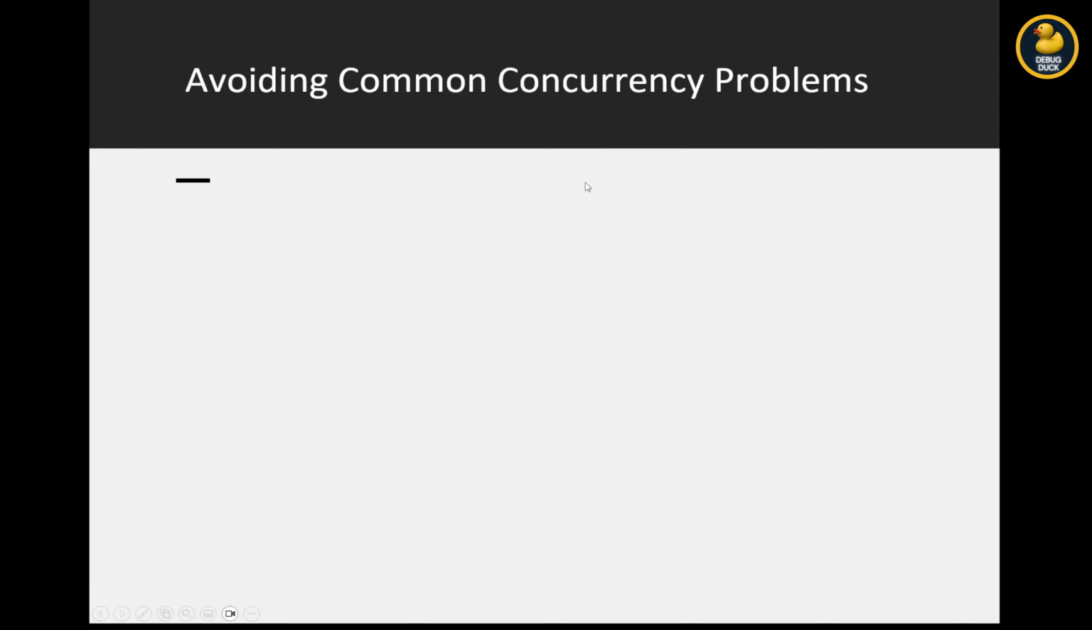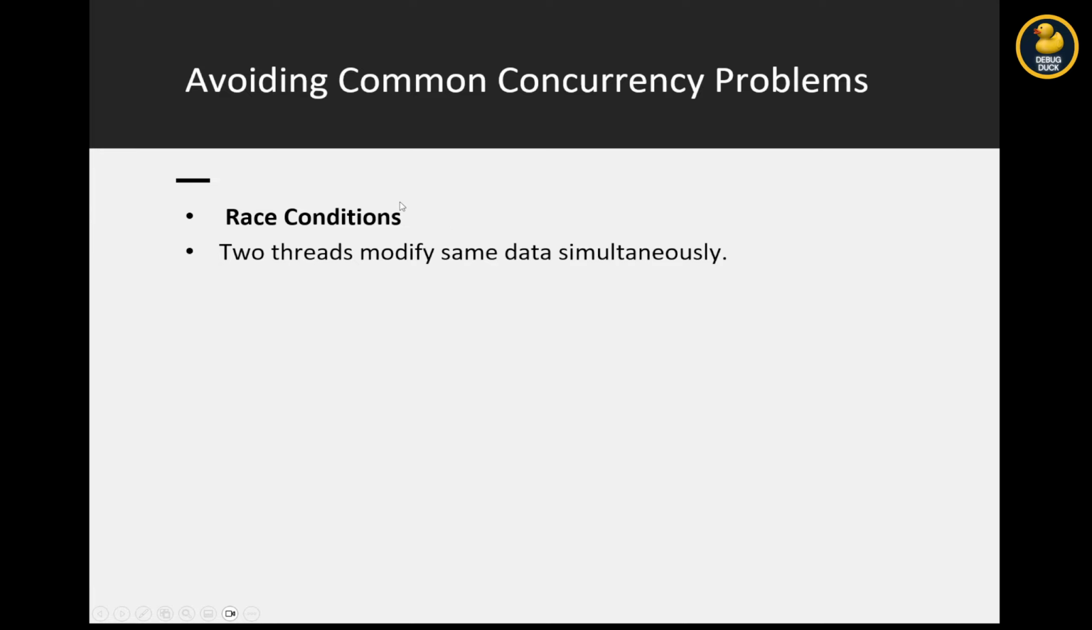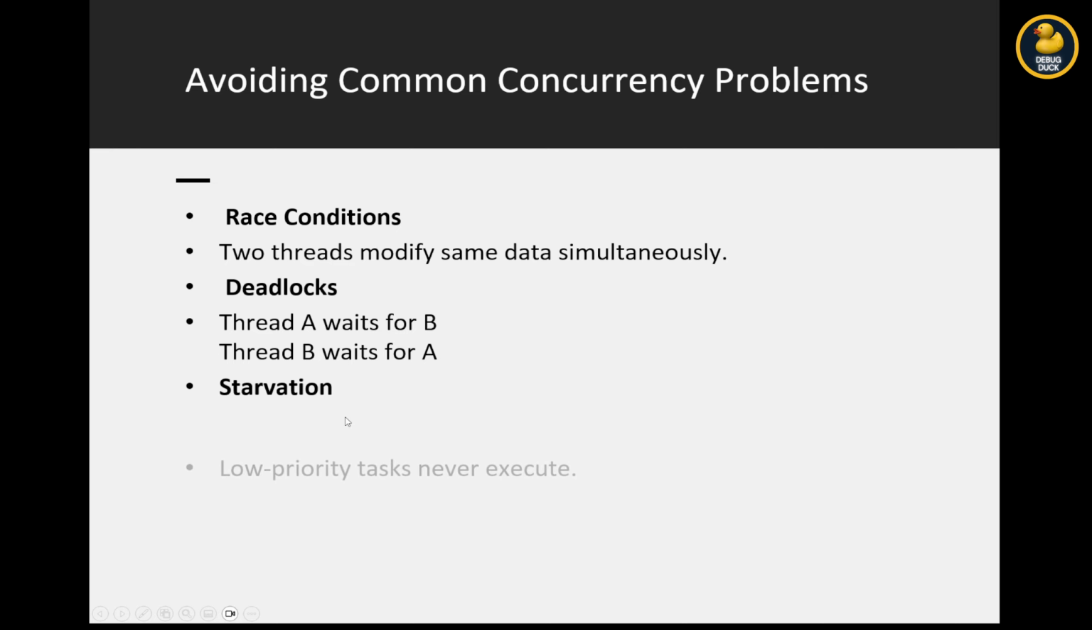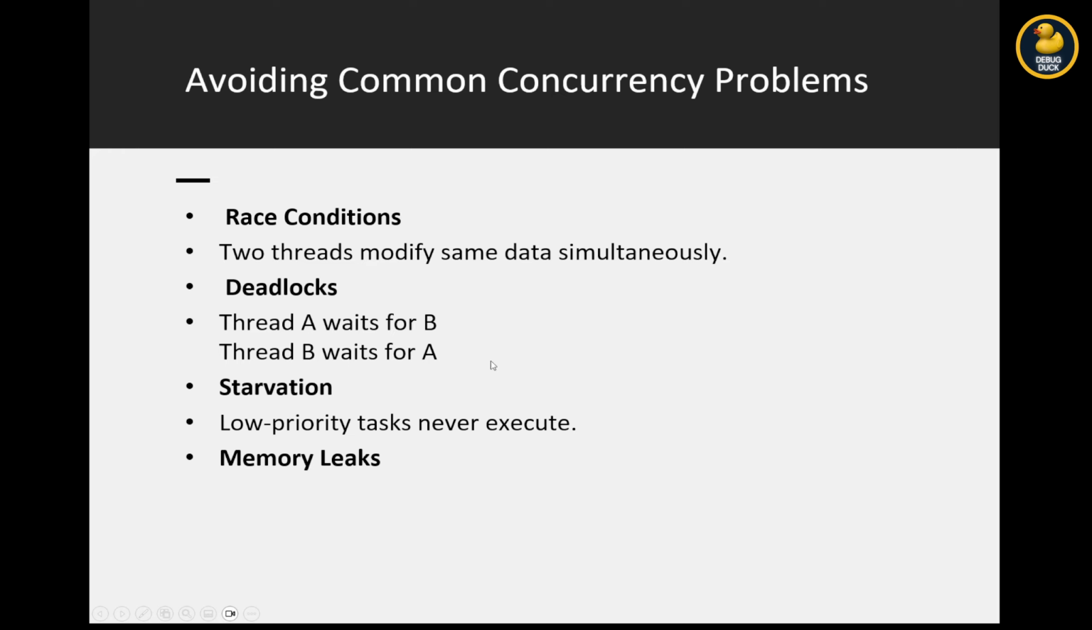Avoiding common concurrency problems. Race conditions mean two threads modify the same data simultaneously. Deadlocks: thread A waits for B and thread B waits for A. Starvation: low priority tasks never execute. And memory leaks: uncancelled jobs tied to a destroyed lifecycle.